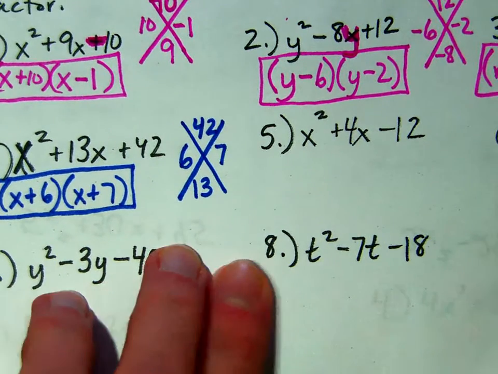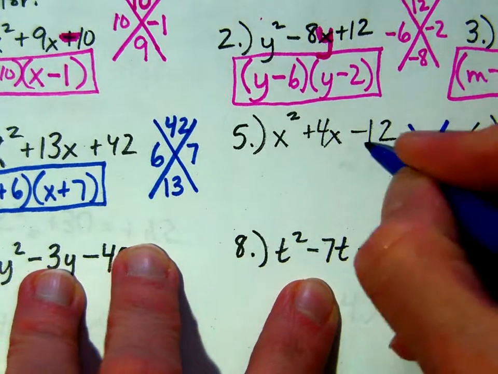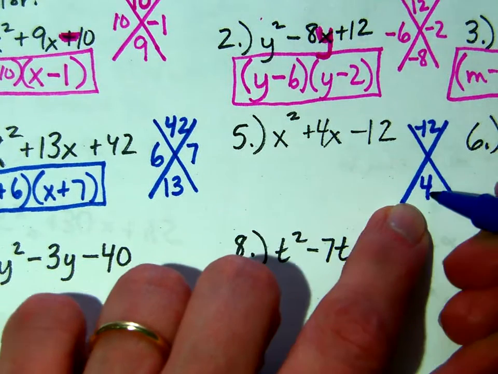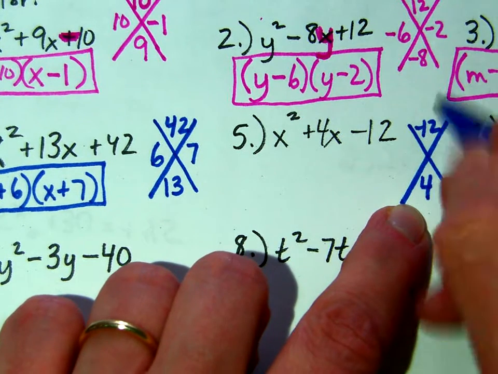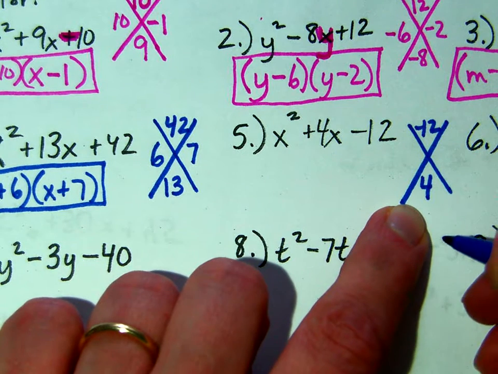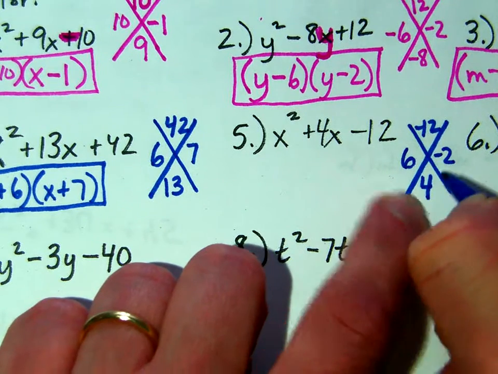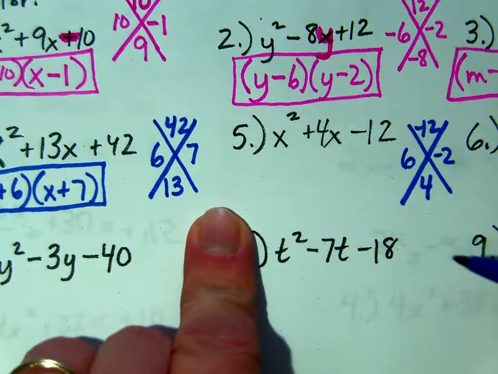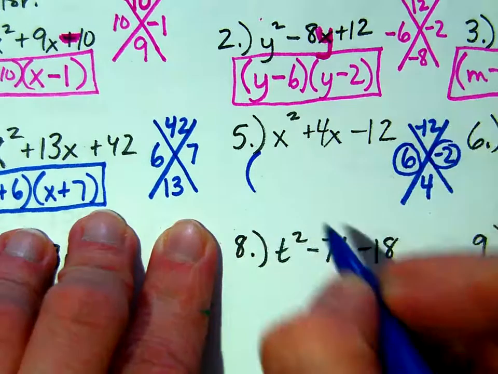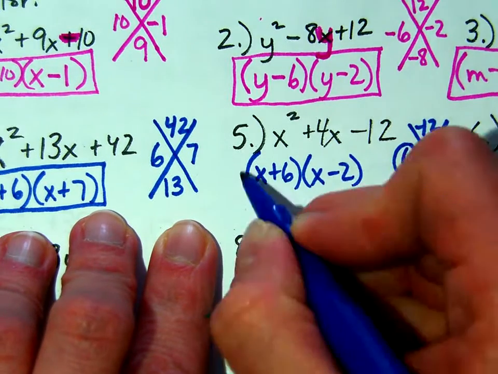Let's look at number 5. So we've got negative 12 on the last term and 4 on the middle term. So it needs to add up to 4, but multiply to make negative 12. Anytime you see it multiplying to make a negative, you know one's going to be negative and one's going to be positive. So you'll have positive 6 and negative 2 that will add up to 4, but multiply to make negative 12. So these are the two numbers that we're going to use when we factor. So we'll have x plus 6 and x minus 2.